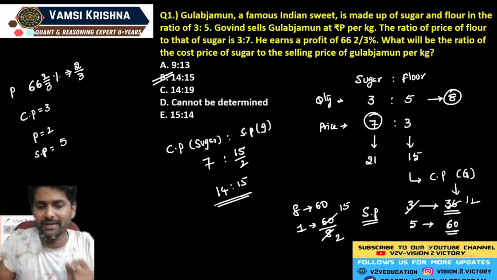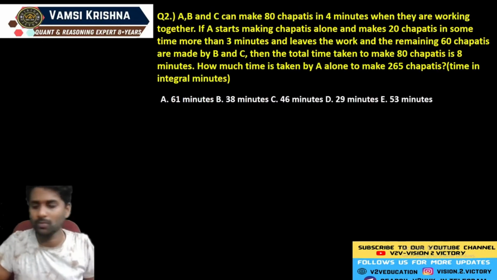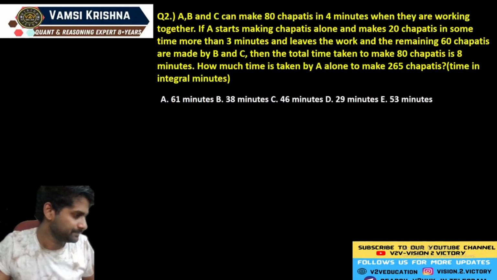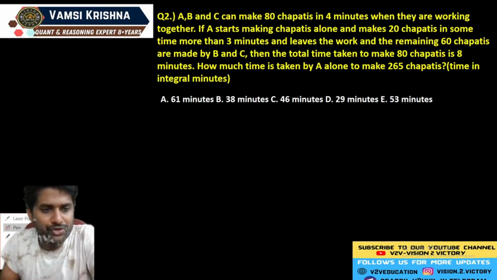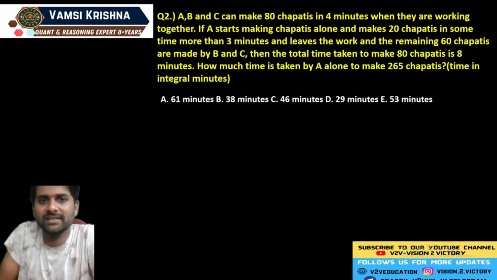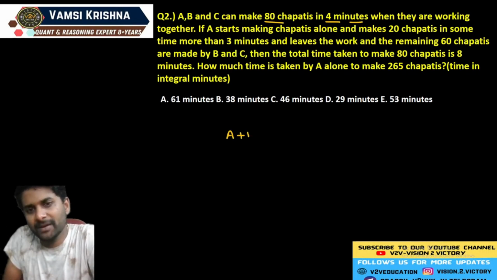Just observe carefully how I'm doing the entire calculation. Now move on to question number 2. This is a question from the time and work concept. See this question number 2 here. Your data says that A, B, C can make 80 chapatis in 4 minutes. It means every 1 minute, if all these 3 people work together, they finish 20 chapatis.